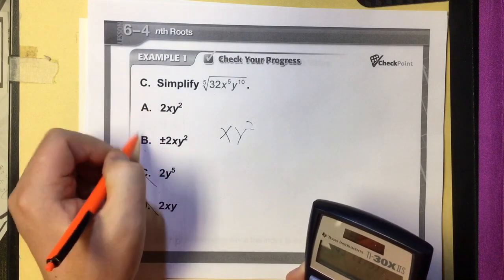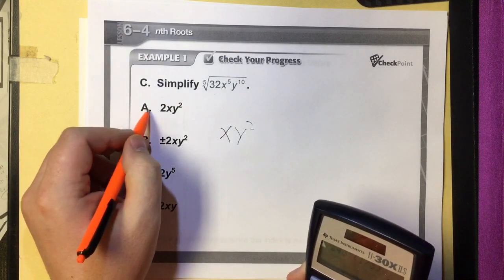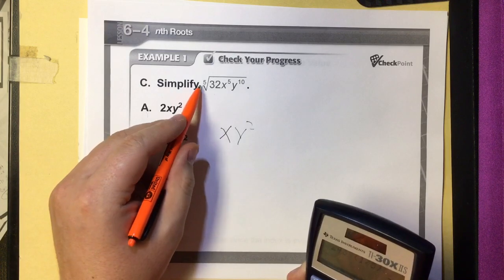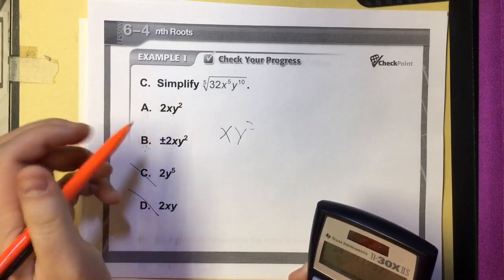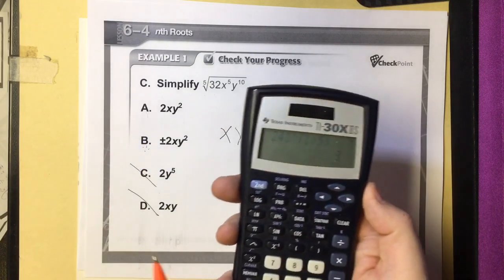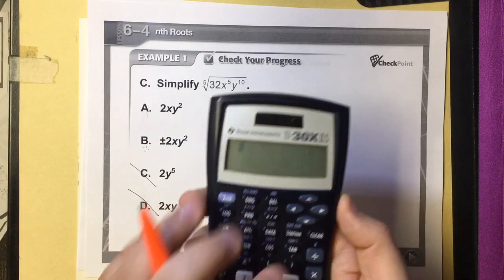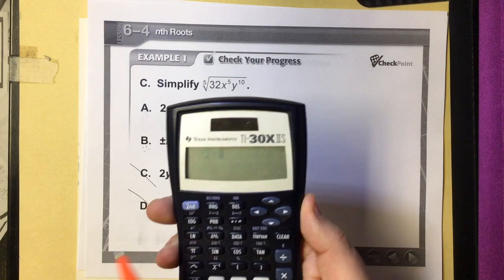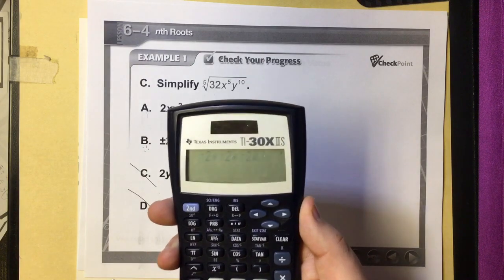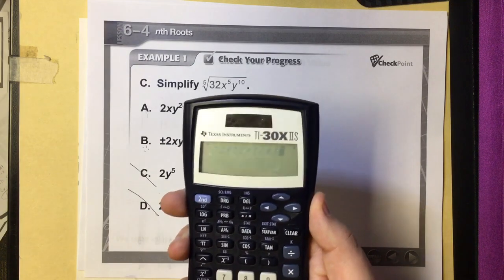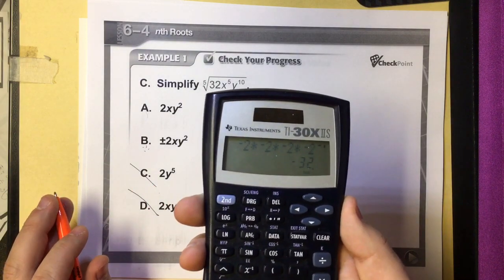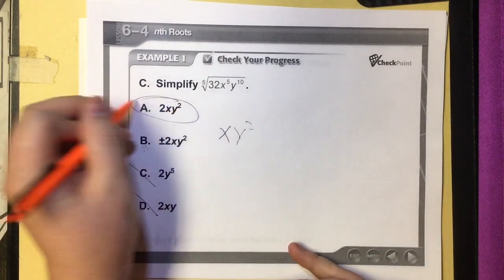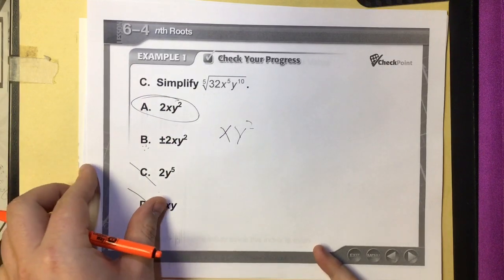Now, do we have plus or minus, or just the plus? For a 5th root, when that's odd, we cannot do plus or minus, because negative 2 times negative 2 times negative 2 times negative 2 times negative 2, 5 of them, gives us a negative 32. When it's an odd number, you do not get the plus or minus. So it has to be A.